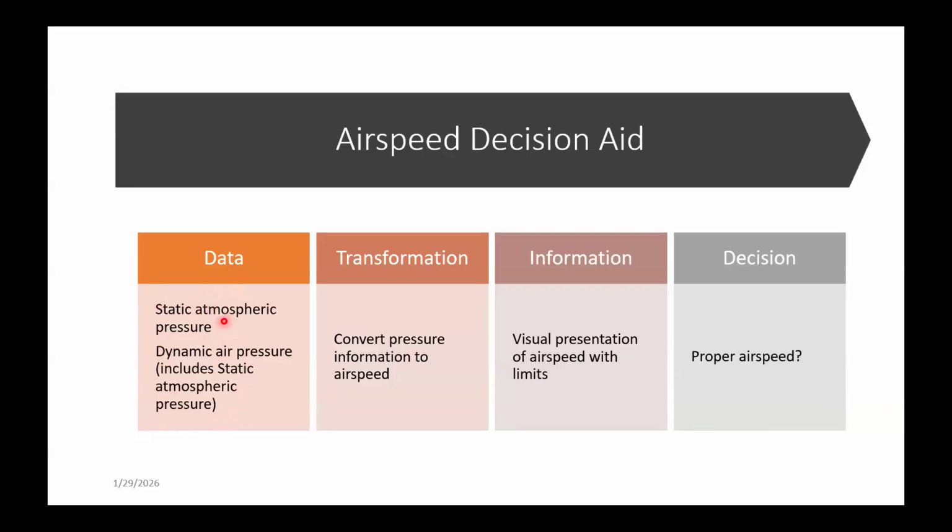But we have static atmospheric pressure, dynamic atmospheric pressure, and remember that dynamic also includes static. So basically, when we compare the two, we're canceling it out and just leaving the dynamic pressure, the pitot pressure. We convert the information to airspeed with a visual presentation, and again, we come back over here to problem, no problem. Am I on my proper airspeed?